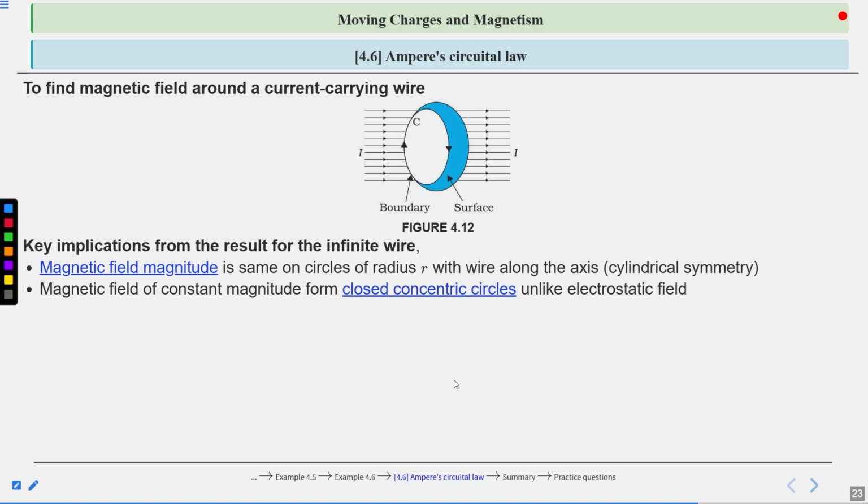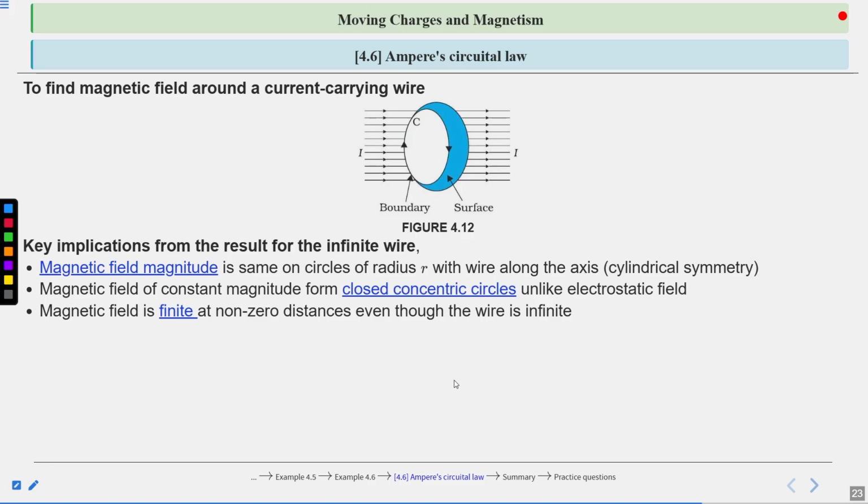Magnetic field of constant magnitude forms closed concentric circles, unlike the electrostatic field. The electrostatic field doesn't form closed loops. It starts from positive charge and ends on negative charge, but it never goes from negative to positive, meaning it doesn't form a closed loop. But unlike the electrostatic field, the magnetic field forms closed concentric loops.